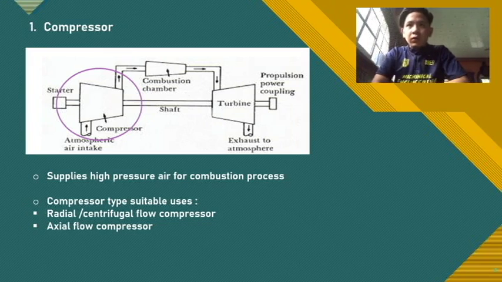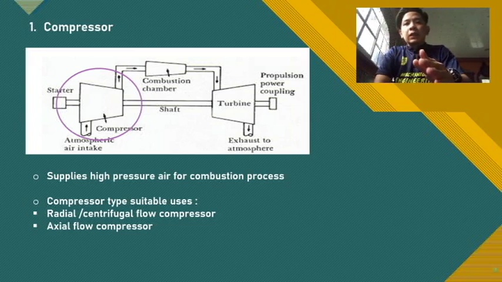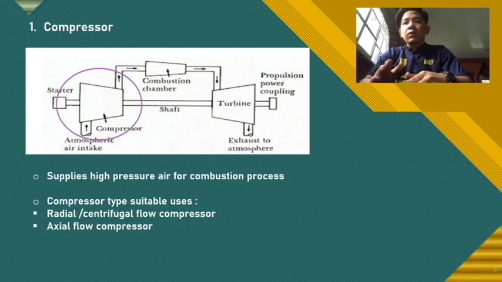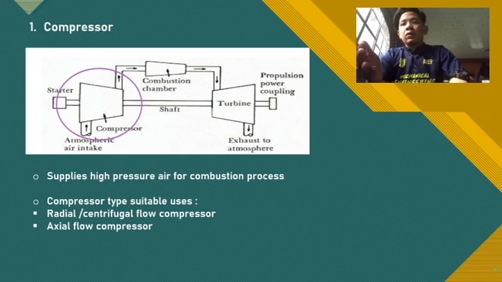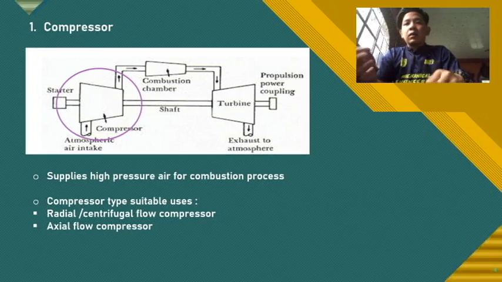This is my part number 1, the compressor. From the diagram, as we can see, it starts from the starter. Then we start the compressor. Then the airflow will go into the combustion chamber, and then to the turbine. The compressor and turbine are connected by the shaft in the middle.